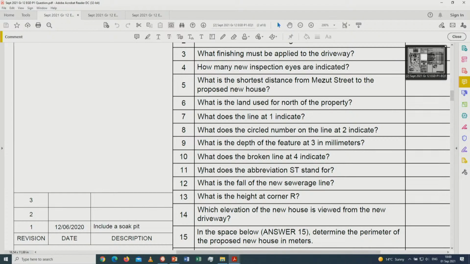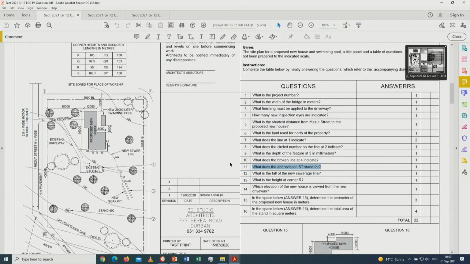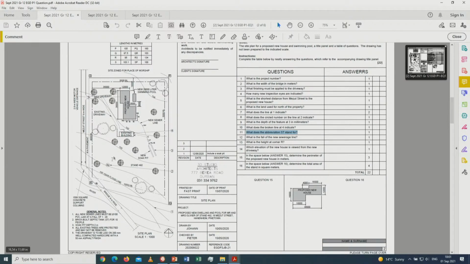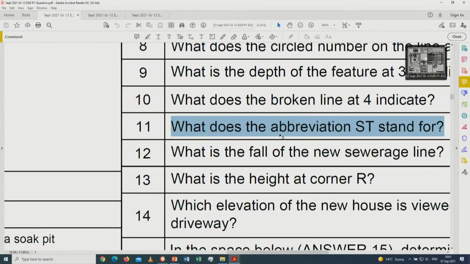All right, then what does the abbreviation ST stand for? That is for septic tank. I'm not sure. I don't think it's been pointed out here. That is the same as inspection I. That's the IE. It's also the same as RE. So that is basically the inspection I.